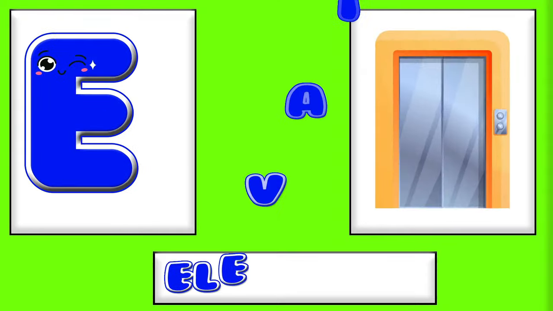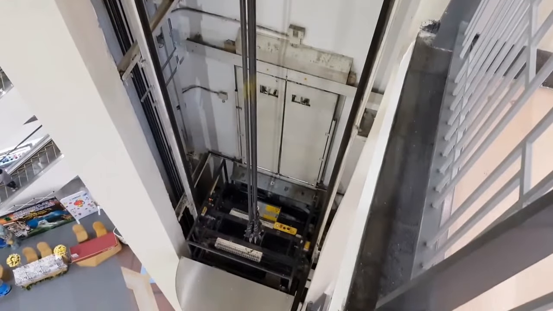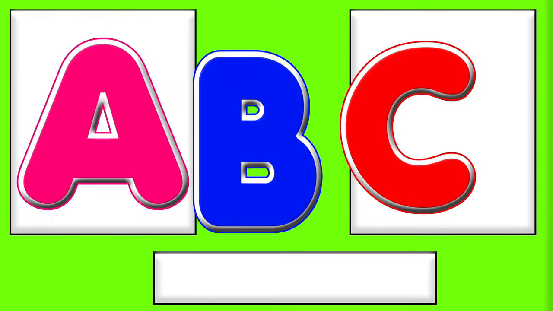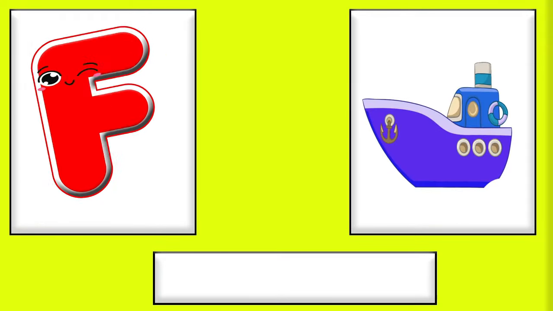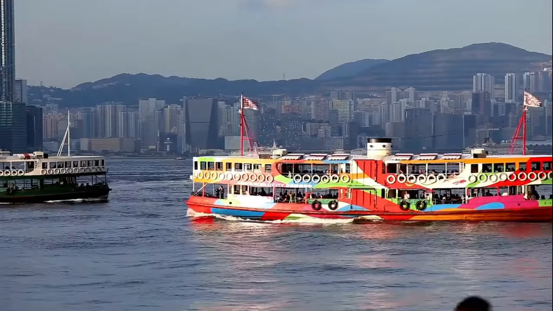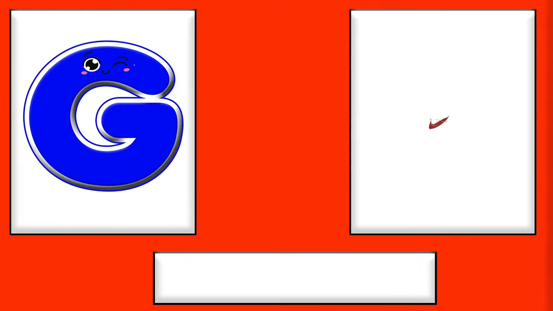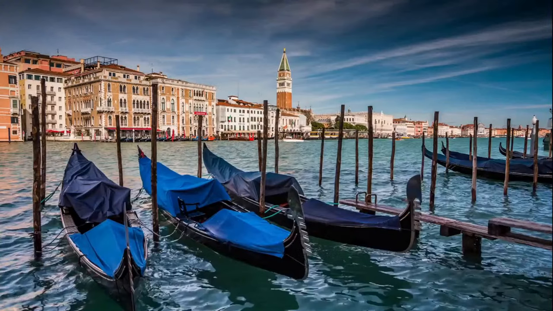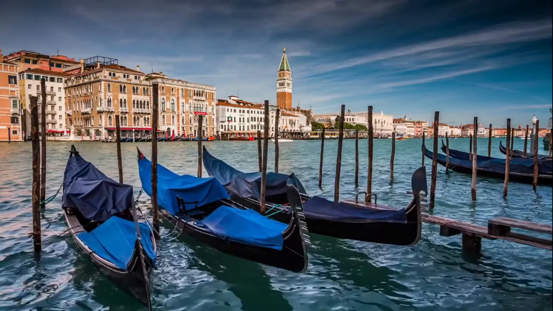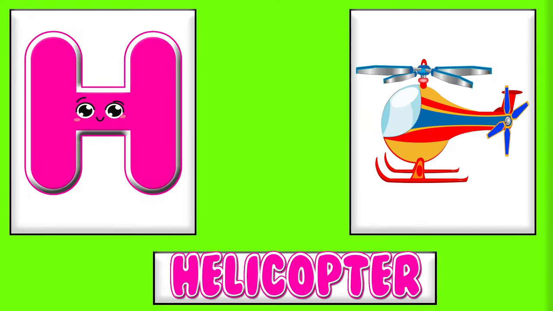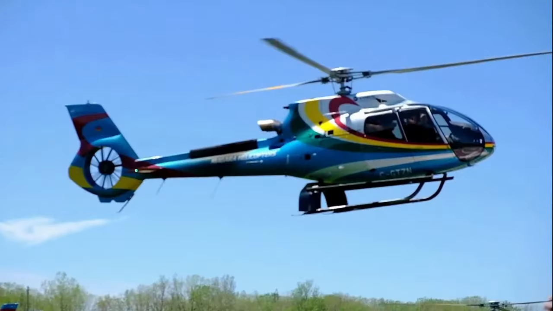E is for elevator, eh, eh, elevator. F is for ferry, f, f, ferry. G is for gondola, g, g, gondola. H is for helicopter, h, h, helicopter.